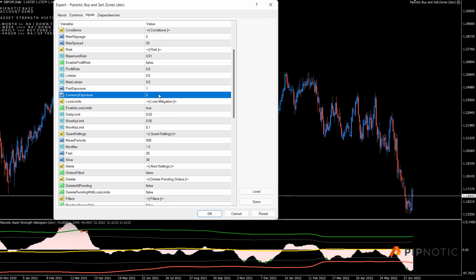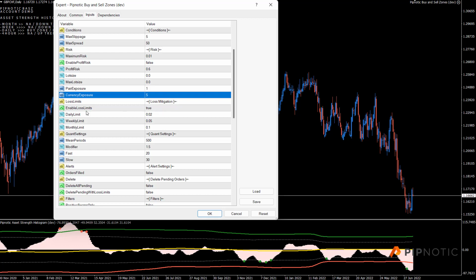So let's say we have 2 trades that are open and working, and we have 3 that are pending but not yet filled. If they are American dollar denominated in any way, it will not look for any more American dollar trades. It'll say, we've already reached our max exposure to the American dollar, we don't want to take any more risk or exposure to that currency.